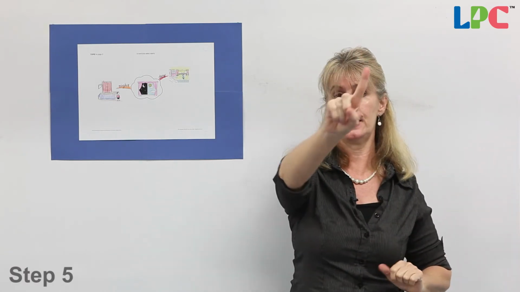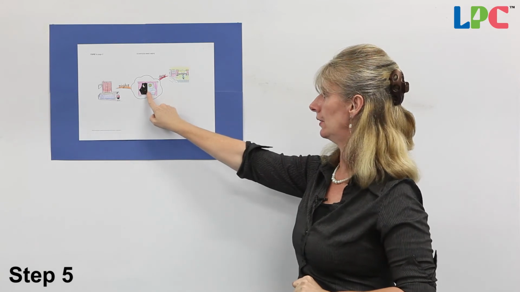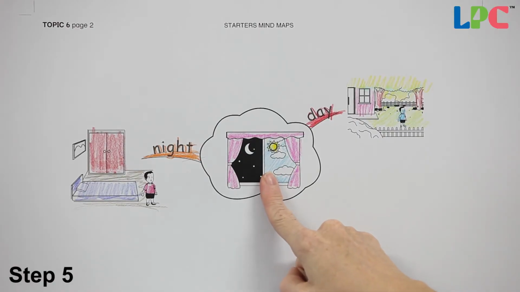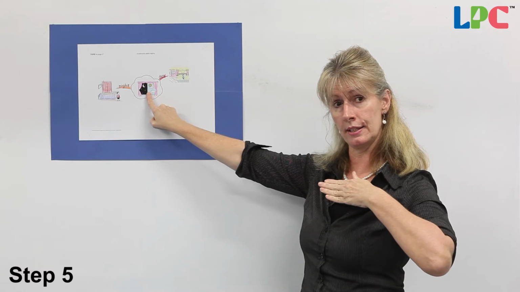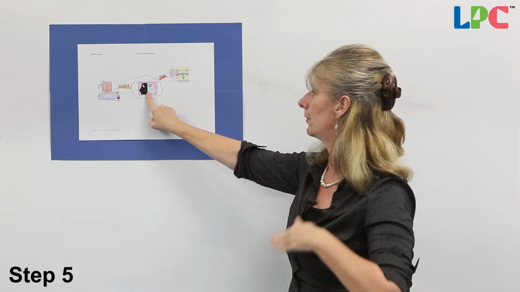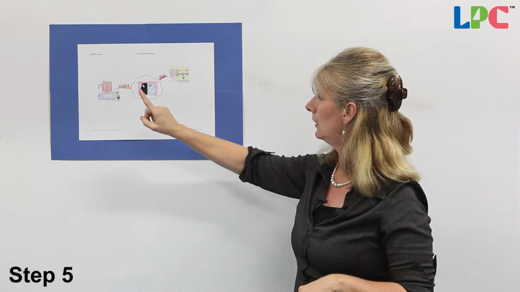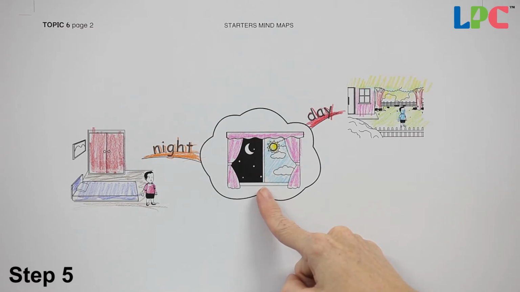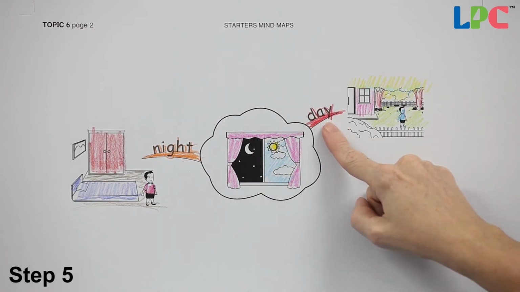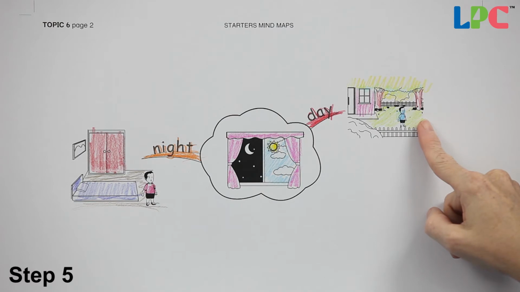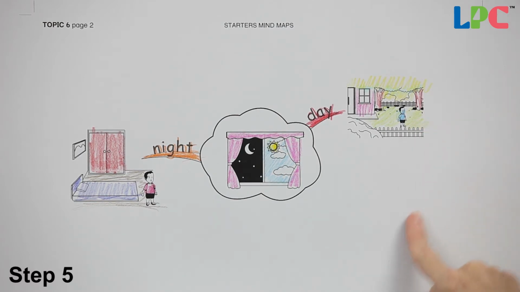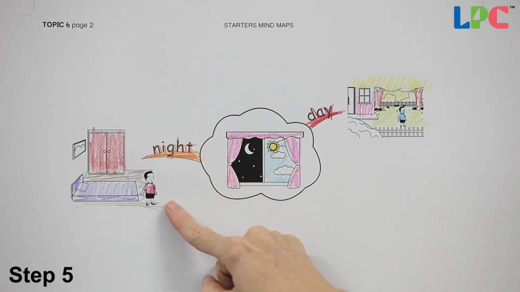Now, reading finger on night and day, and close your eyes. Ready? We'll read together. Okay. Night and day. Day. Bill is in the garden in the day. Night. Bill is in his bedroom at night.